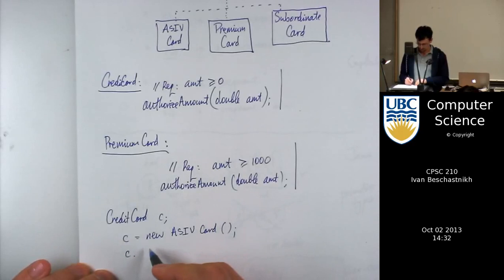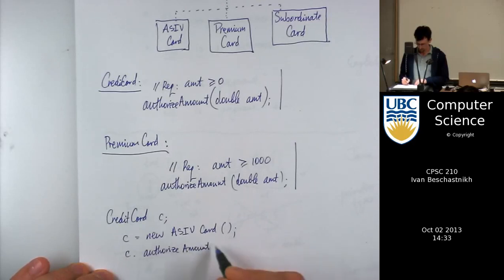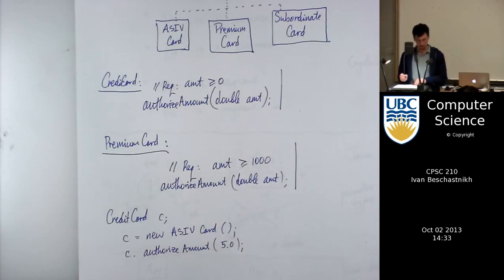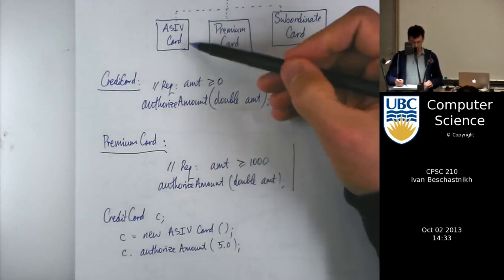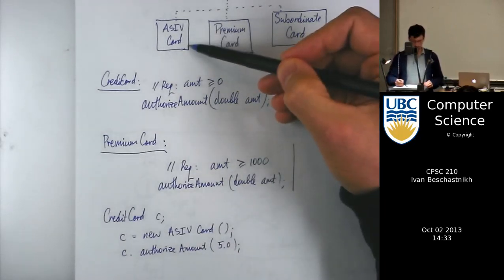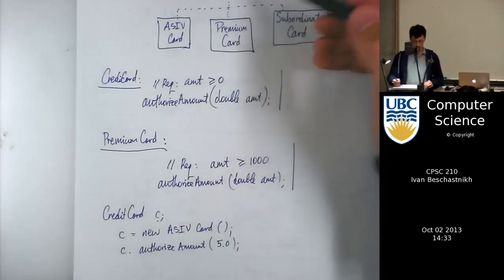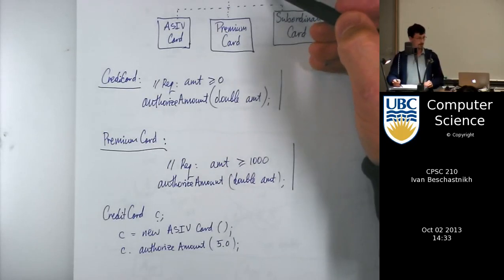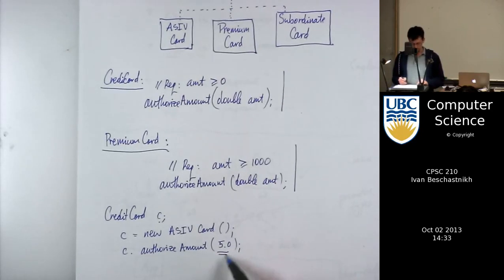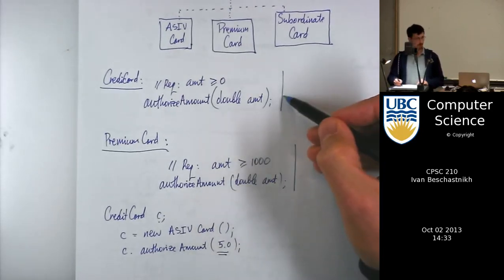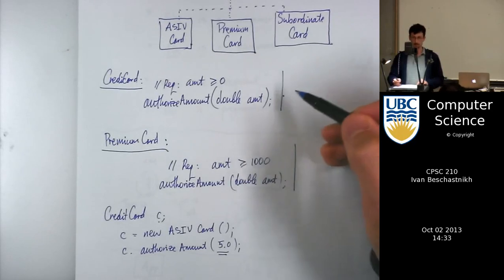Then I can actually do C.authorize amount. I can give it some number, 5.0. So this code creates a new instance of ASIP card, assigns it to C, which is a super type of ASIP card, which is a legal assignment, and then it calls this authorized amount. And this 5.0 satisfies this precondition for authorized amount defined in the interface.